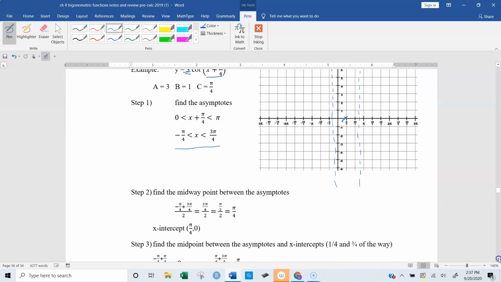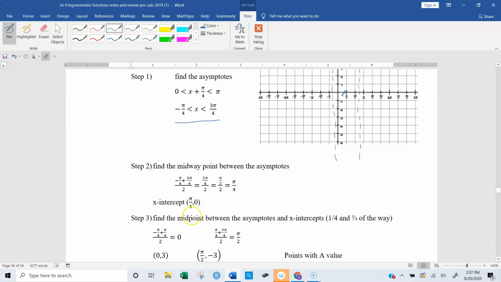Next, you find the middle between those two. So we got my 0 on my graph. We go to negative pi over 4 plus pi over 4, divide by 2, and we've got 0. So at 0, we multiply by our 2, our amplitude, and that's up here. Now we go to the other side of our graph. So 3 pi over 4 plus pi over 4, divided by 2, is pi over 2. So we go to pi over 2, and that is the negative part of our graph, so negative 2. And sketch in your cotangent graph.